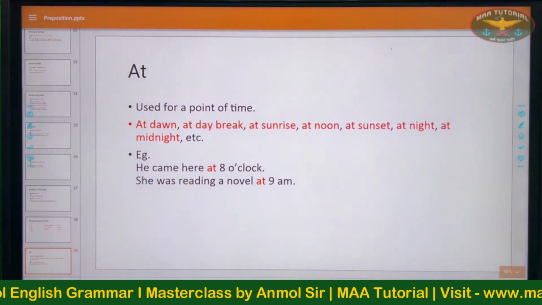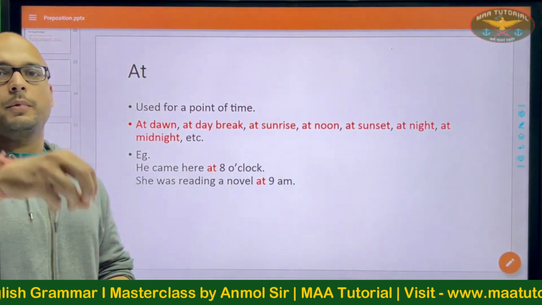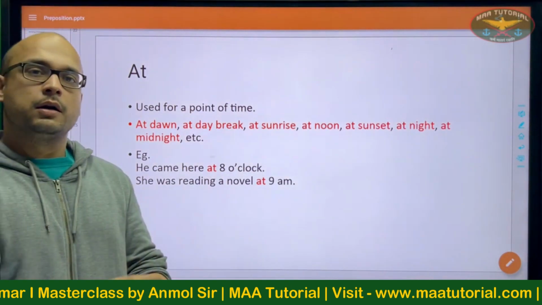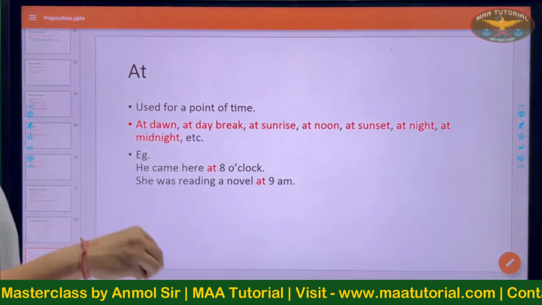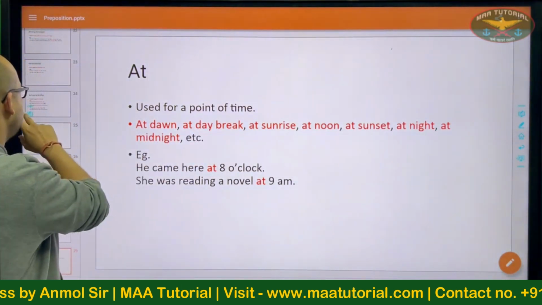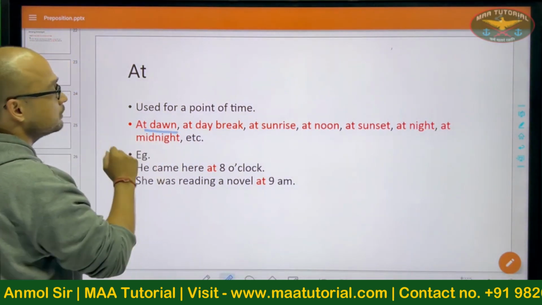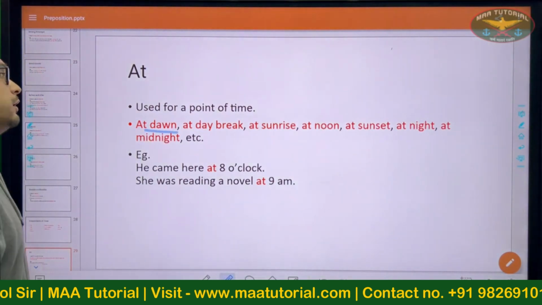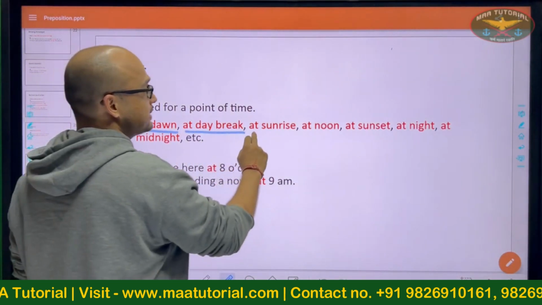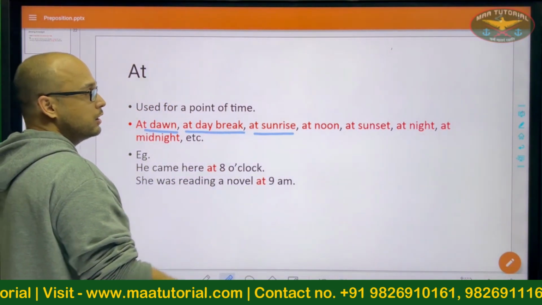At is used for a point of time. If we want to talk about a point of time, at 6 o'clock, at some time, we use the word at. At dawn, at daybreak. What does dawn mean? When the sun is about to rise. At dawn, at daybreak, the sun is shining. At sunrise, right after dawn.